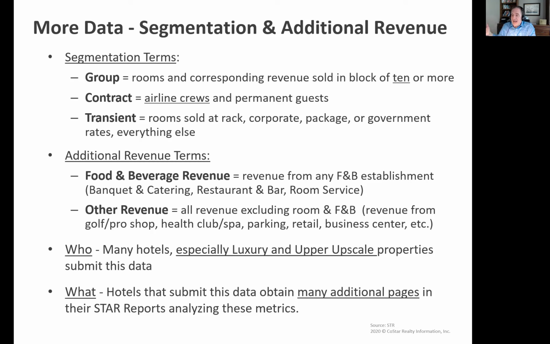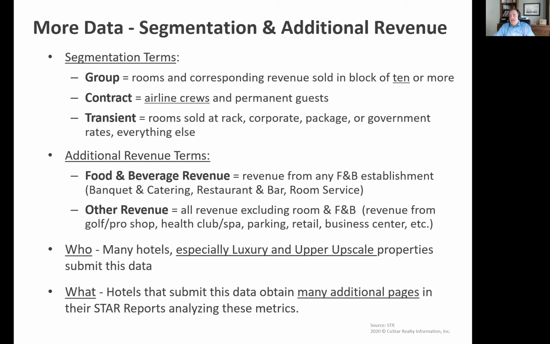The other category is simply called other revenue. Now, that's any other revenue source in the hotel. So it excludes room and it excludes F&B. So that could be revenue from a spa, a golf shop, retail, business center, any parking, any other type of revenue that the hotel earns. So two other types of additional revenue.